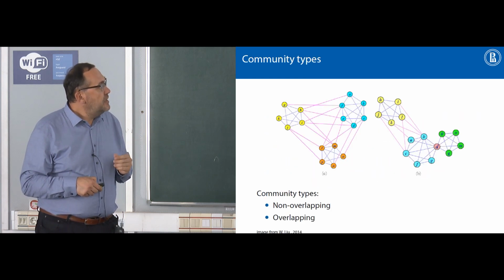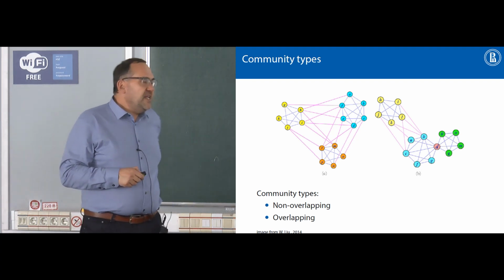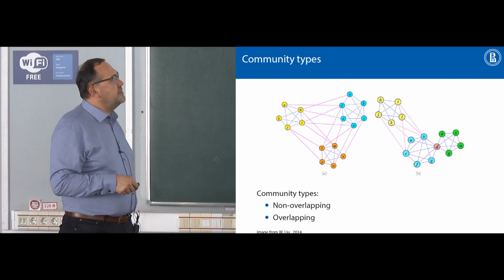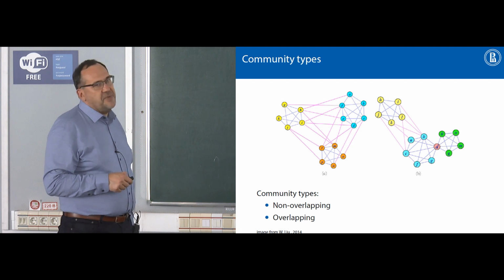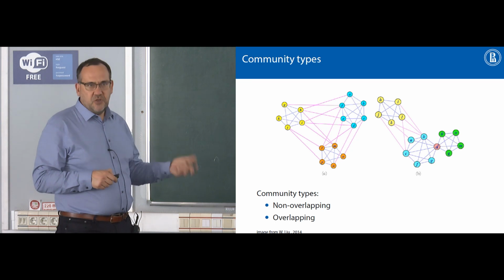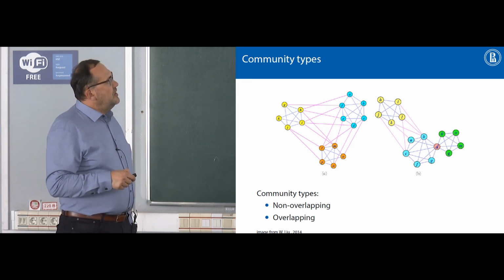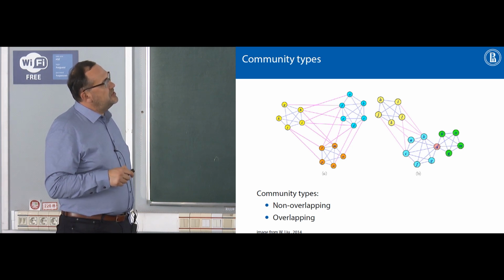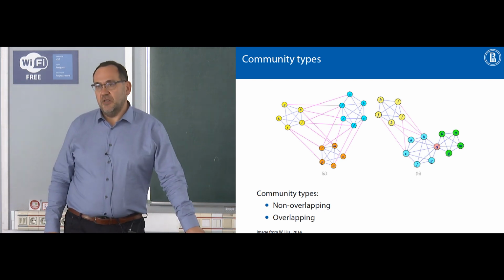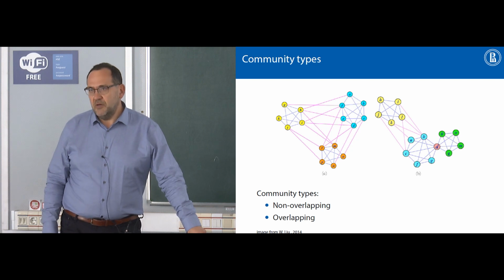Okay? So if we start looking at the graphs, we can think about communities of two types. One we will call non-overlapping community, which is a situation when every node belongs to only one community. So right here on the left-hand side, we can think about these guys as being one community, there's another community, and there's another community. Notice that every node in this case belongs only to one community, to one group of nodes.